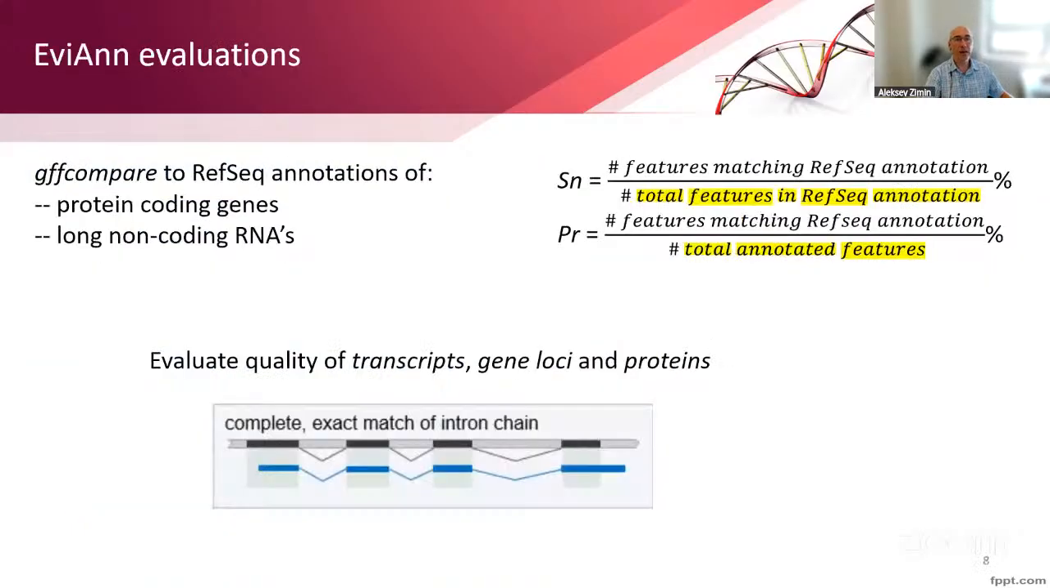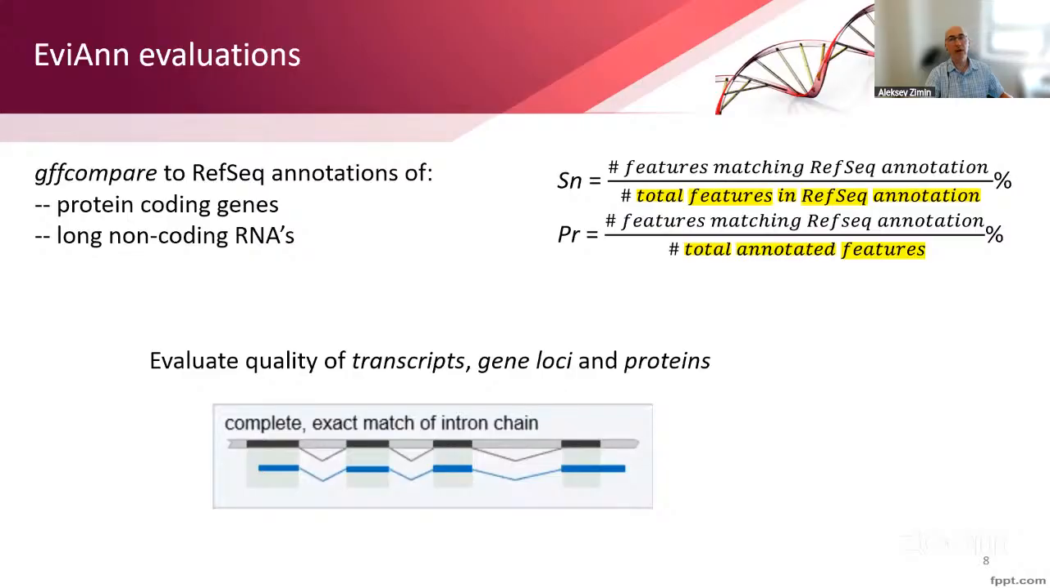And in evaluations, I'm going to use GFF compare tools, and I'm going to compare these annotations to RefSeq annotations of protein coding genes and long non-coding RNAs. And I'm going to give you results on sensitivity and precision, with sensitivity defined as the number of features that match reference annotation over the total number of features in reference annotation. So basically, it means what percentage of the reference transcripts we were able to correctly identify. Transcripts, genes, or CDSs. And precision is the number of correct features versus the total annotated features.